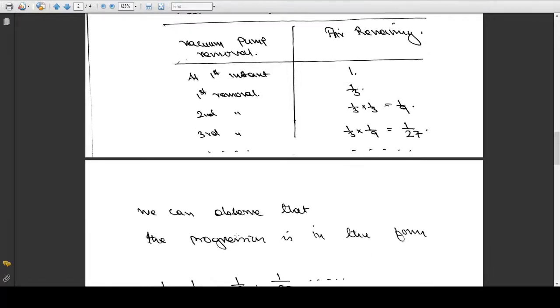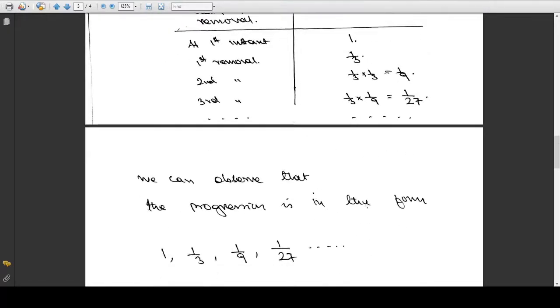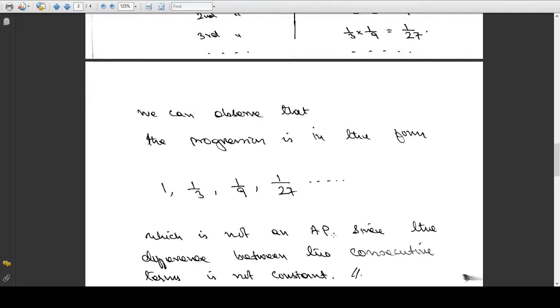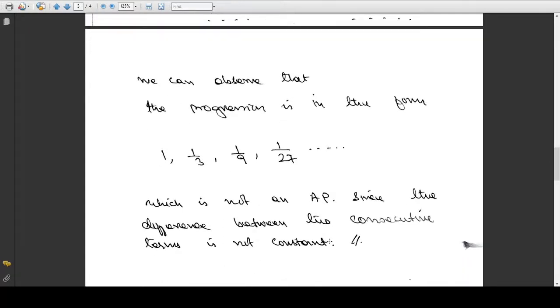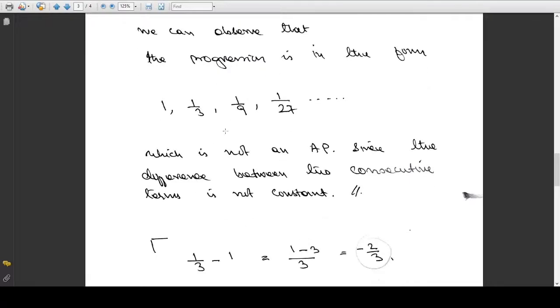We observe that the progression is in the form 1/3, 1/9, 1/27, which is not an AP, since the difference between any two consecutive terms is not a constant. Now see here how we arrive that the difference between two terms is not constant.